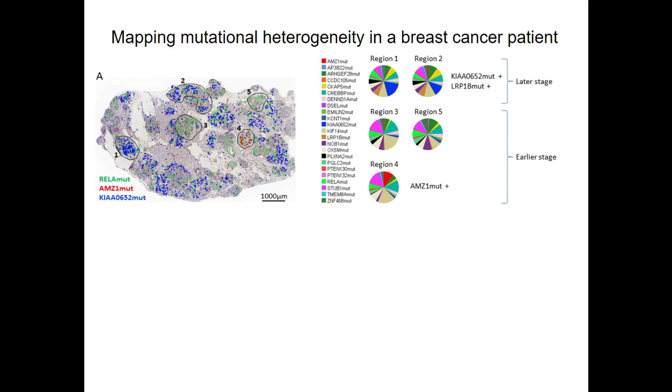And then current work is combining the mutation profiling and expression profiling. Here is a breast tumor again, a piece of a breast tumor that has been deeply sequenced, and so we had the mutation profile of this tumor based on deep DNA sequencing. We designed probes for all these mutations and applied it onto this tumor tissue. And here you can see the location of 3 different mutations, the blue, the green, and the red ones.